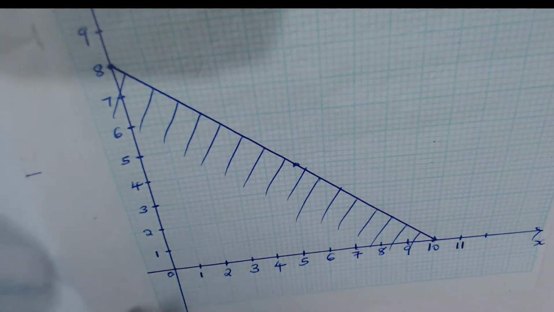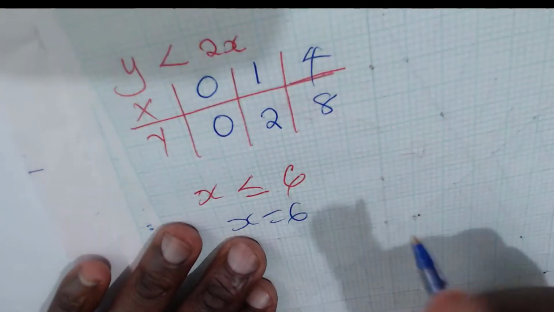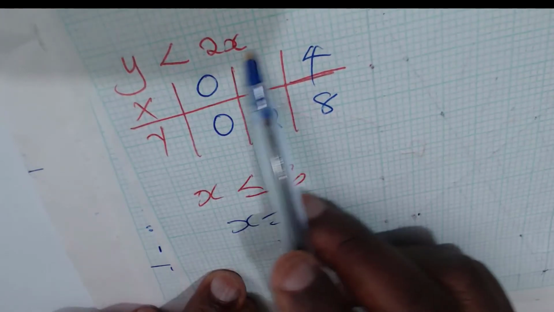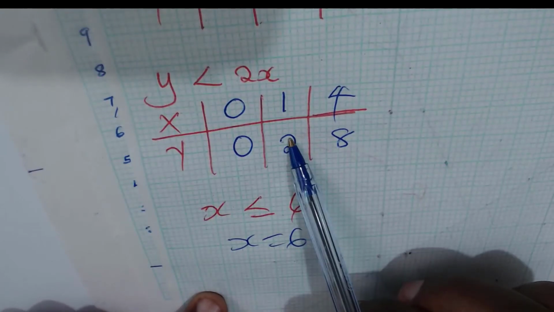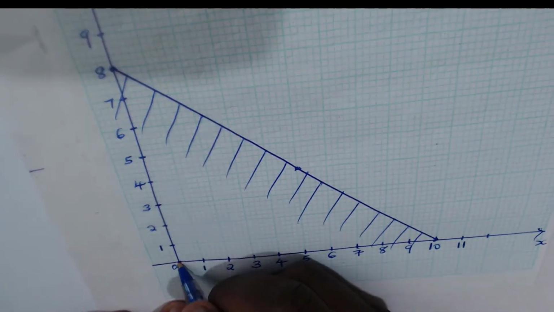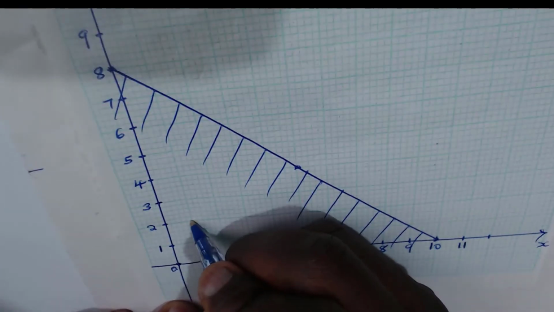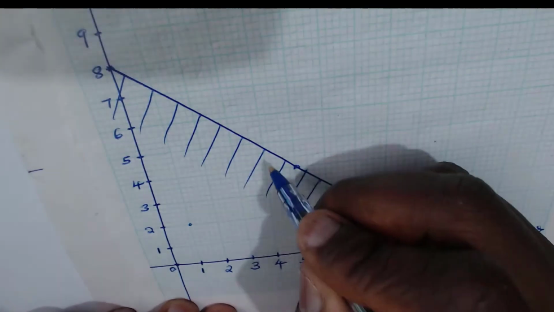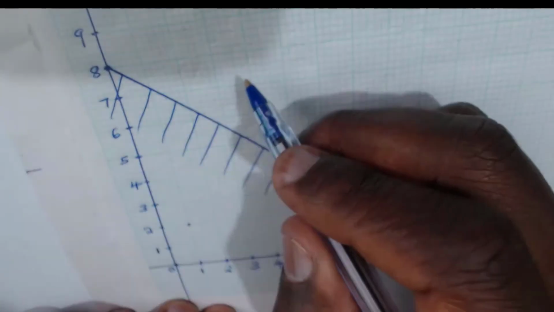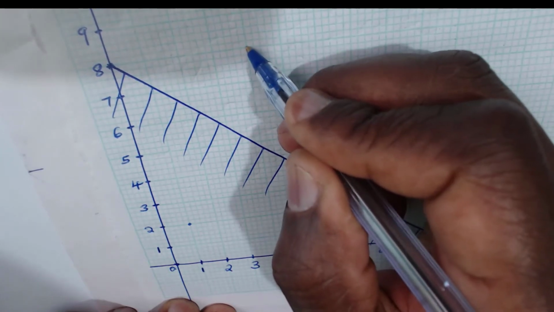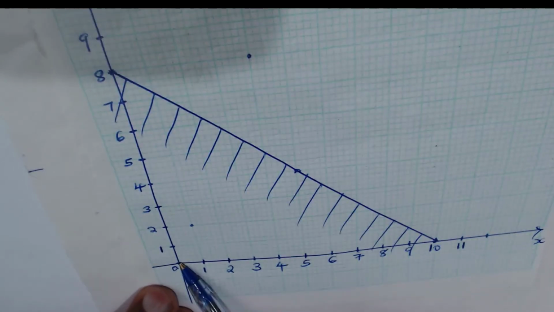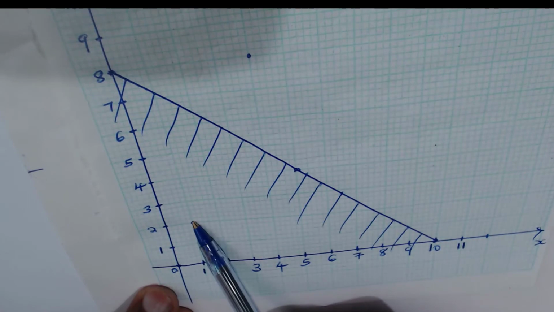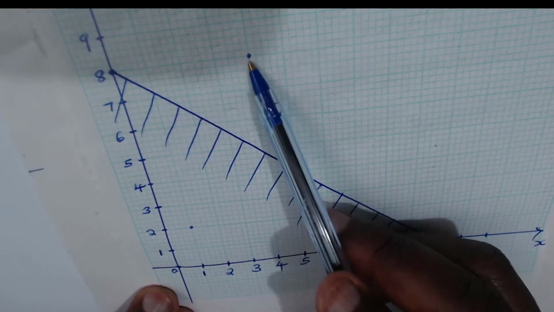Now let's go to plotting the other line. The other line is here: y is less than 2x. So I'll plot 0, 0, 1, 2, and 4, 8. 0, 0 is here, the origin. 1, 2 is there, then 4, 8 is here. Those are the points.